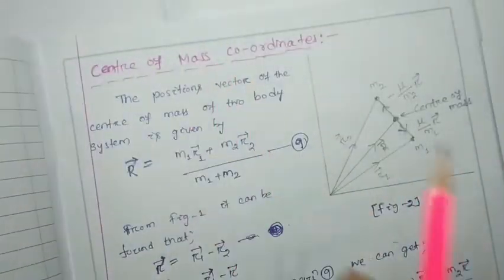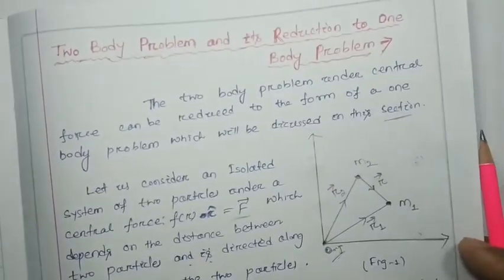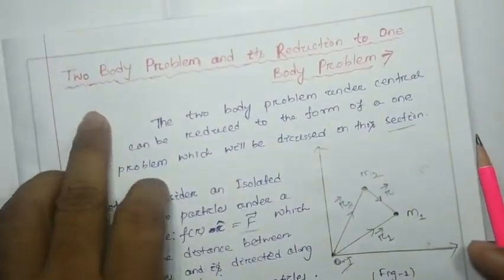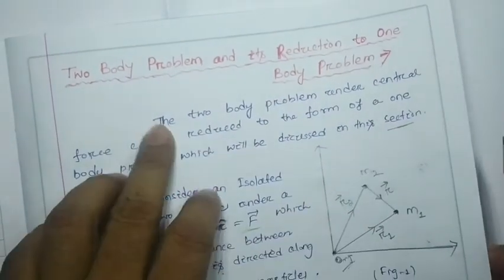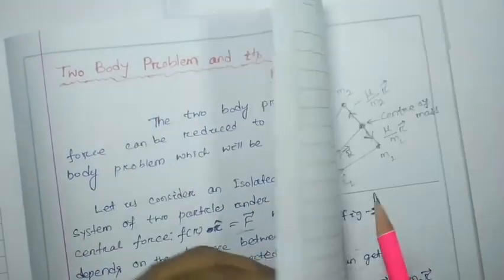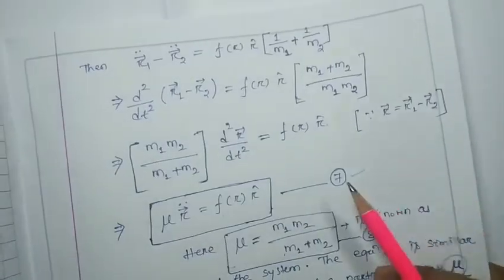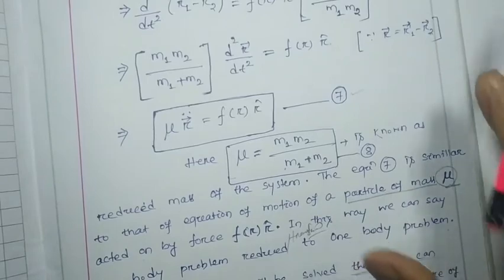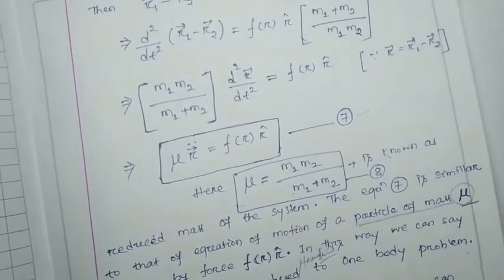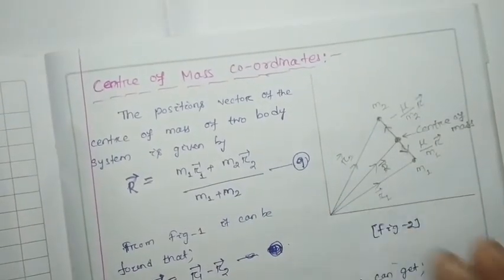If in your exam it is asked that you have to show the two body problem reduction to one body problem, you have to write from here to here. This is the explanation of two body to one body transformation or reduction. But this is one additional part. Just watch how it goes.